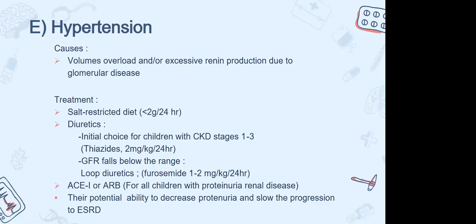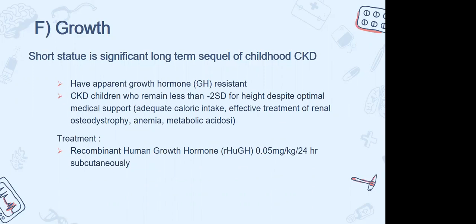Next, for the complication of growth, short stature is a significant long-term sequel of childhood CKD. Apparently, children with CKD have an apparent growth hormone resistant state with elevated growth hormone levels, but they have decreased insulin-like growth factor 1 levels. In the long term, a patient who remains less than 2 standard deviations for height, despite optimal medication, nutritional support, adequate calorie intake, effective treatment of the renal osteodystrophy, or correction of the anemia and the metabolic acidosis, might benefit from treatment with pharmacological doses of recombinant human growth hormone.